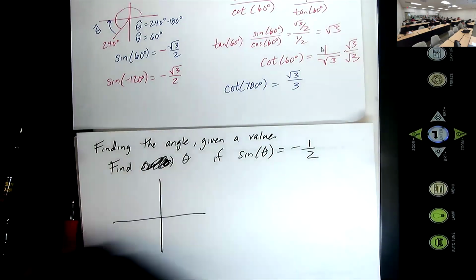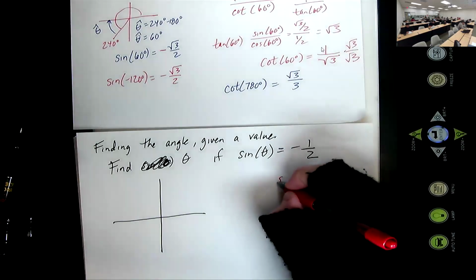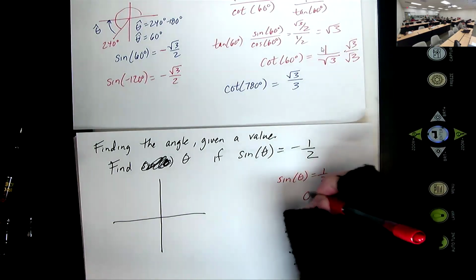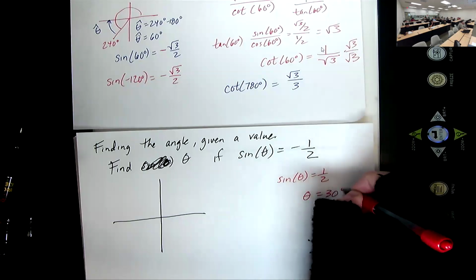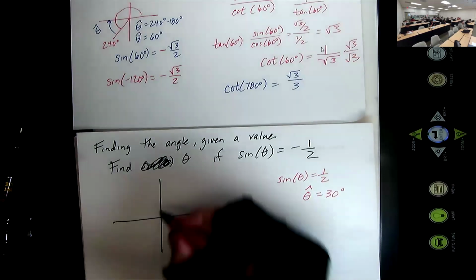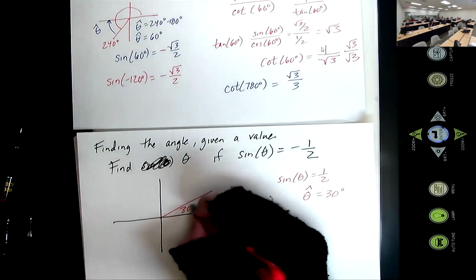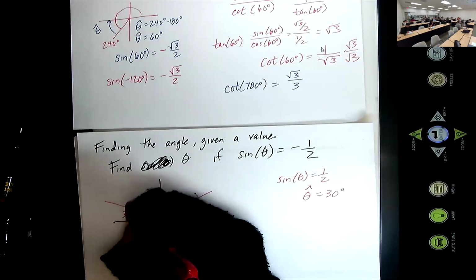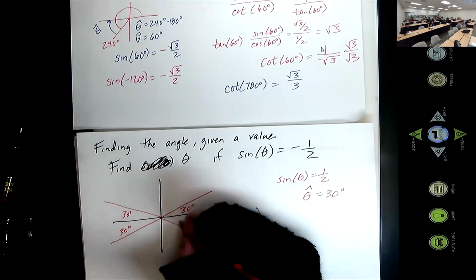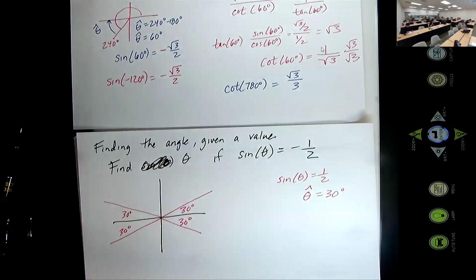So we'll look at the positive version of this. If sine theta is 1/2, we have theta equals 30 degrees. That's going to be our reference angle. So I have 30 degrees here, I have 30 degrees here. These are my 4 possibilities. Those all have a reference angle of 30 degrees.